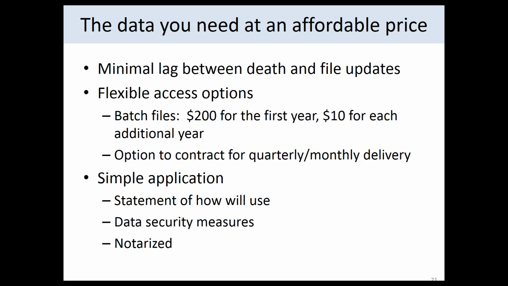But there's actually a few advantages to the file as compared to, say, Social Security death index data or data from CMS. There's a pretty minimal lag between the date of death and when the files are updated, so you're not going to have to wait to get a sample that is, say, 2 years old. There's flexible access options. You can purchase batch files for a pretty small amount of money for the first year, and then a very small amount of money for subsequent years. And they also have created the option to contract with them for quarterly or monthly delivery. And again, there have very often been some administrative bumps along the way as you try to get these things set up.